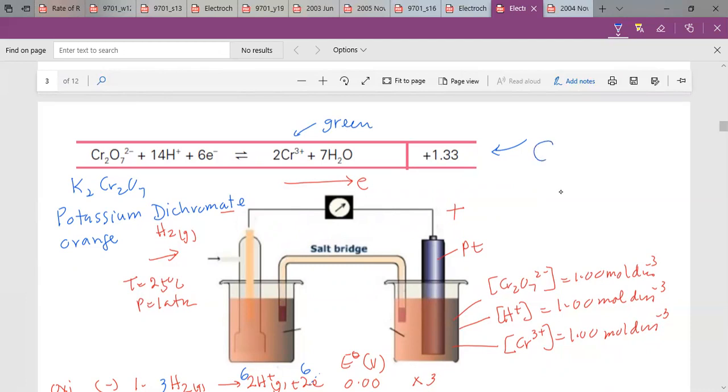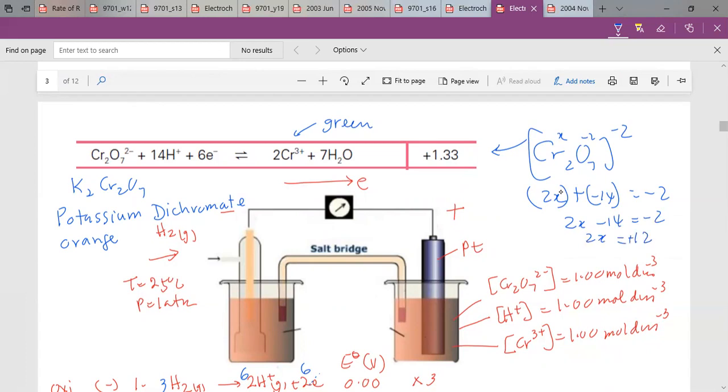That's chromium, Cr2O7, the whole thing here is -2. Oxygen is -2 here, and this is X. So the positive charges combined together must give you -2. So 7 times -2 is -14, and 2 times X is 2X. So 2X minus 14 equals -2. 2X equals what? Remember, bring it over, it will be 12 positive. So X is equal to 6.